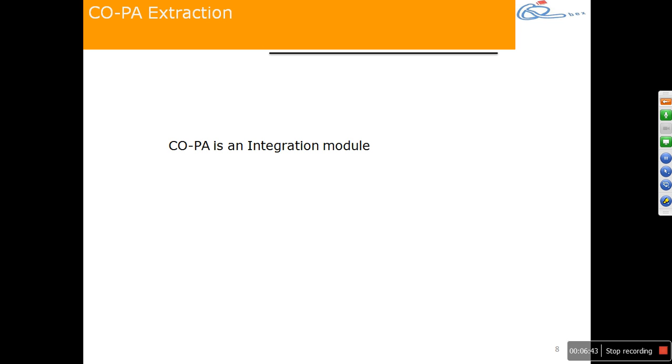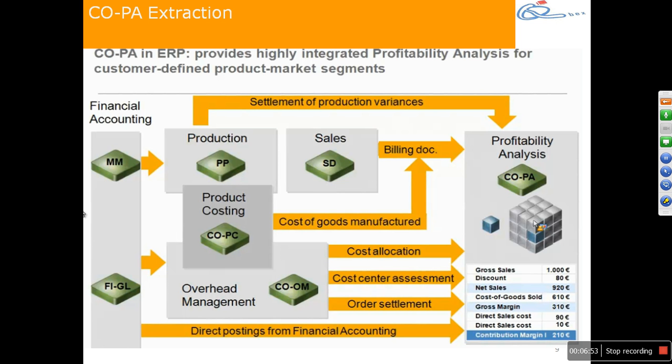Since data is already integrated into the operating concern, why don't we extract this operating concern data, load it into BW and then do reporting? That's the concept. Okay, so COPA is an integration model.